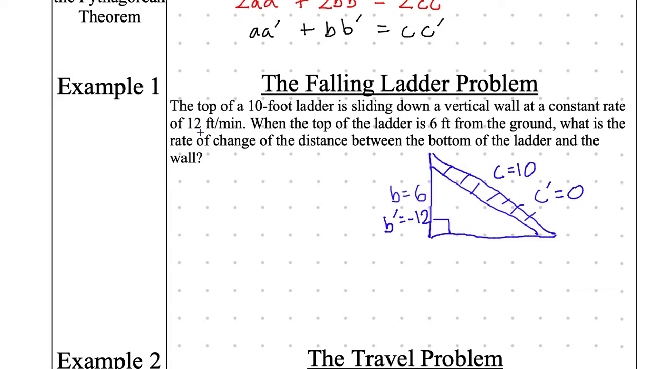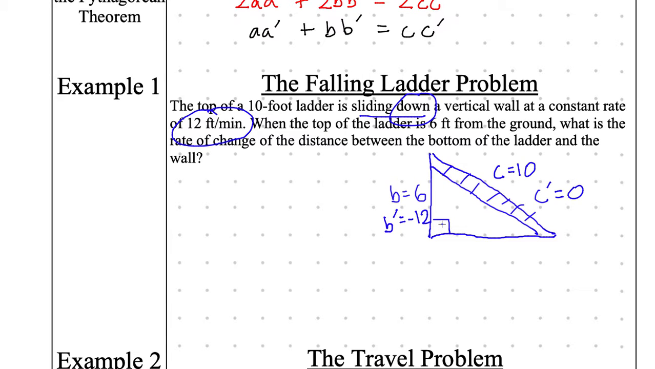It's in the problem. Right there. Yeah, it's sliding down, so down means negative 12 feet per minute. So we could either label this as 12, but this is the down direction. This would be the right and left direction. So we chose the down direction, and it's negative 12 because it's going down, right?